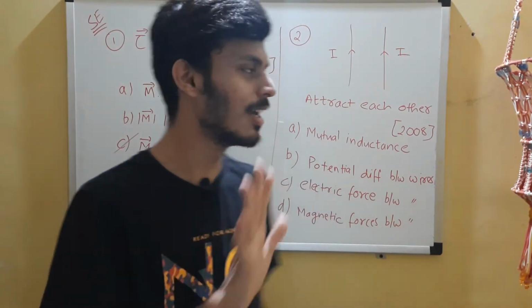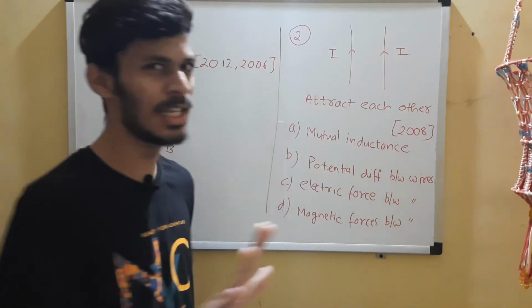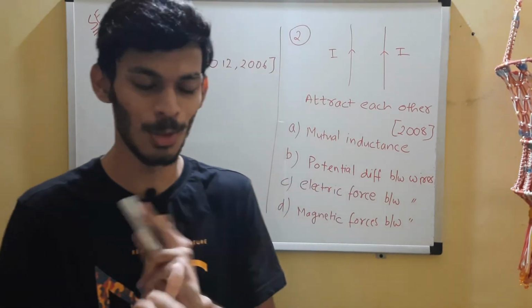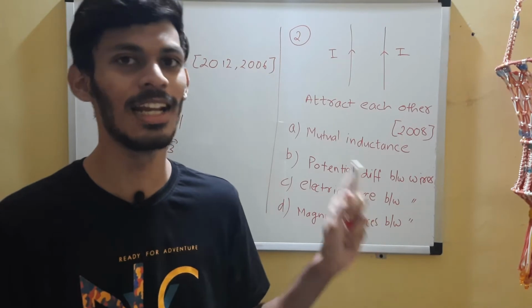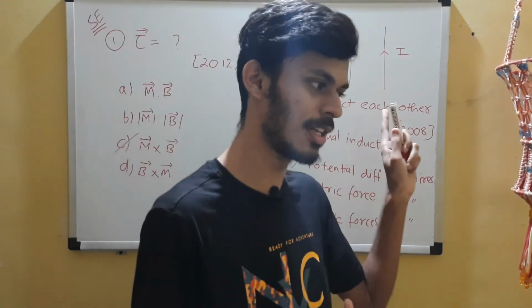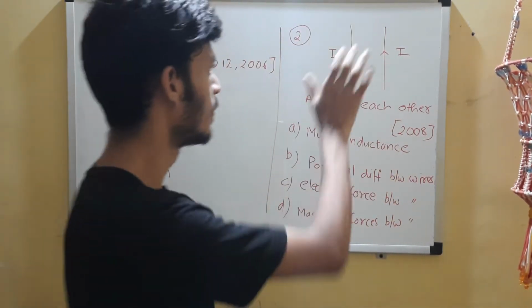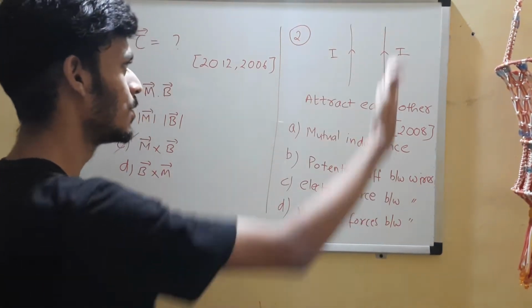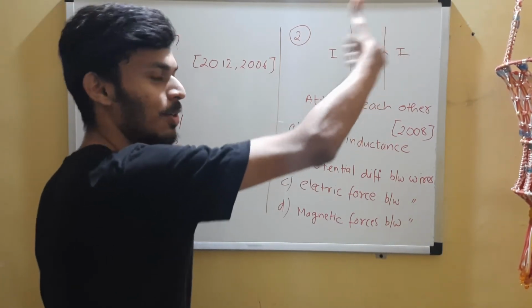How can I claim that? See, let's look at wire 2. You can see that wire 2 experiences force due to two reasons. One, because it is carrying current. And second, because it is placed in the magnetic field created by wire 1. So you can use your right hand palm rule and find the direction of force, and as I said it will be towards wire 1.